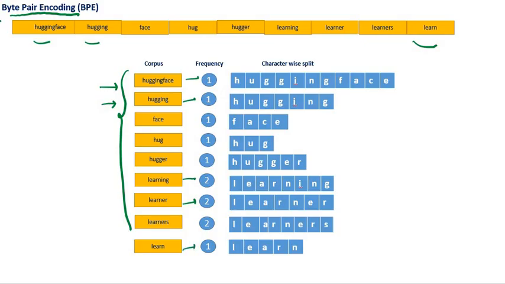Once the frequency is defined, we split each word into characters. So for hugging face, it is H-U-G-G-I-N-G, F-A-C-E. Like that, we have to split all the words character-wise. Clear?